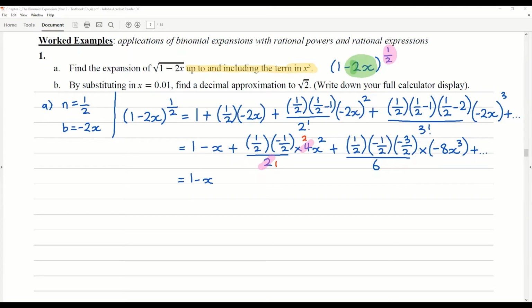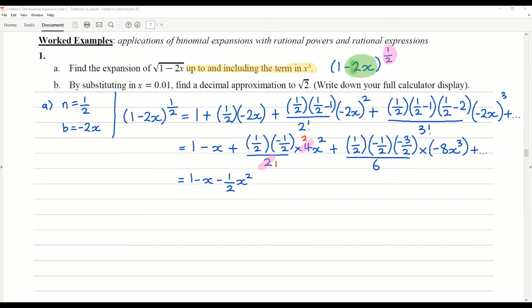The 2 will cancel with the half, so we're going to be left with negative 1/2. Everything else is just going to simplify to 1. So that's good news. So we have negative 1/2 x squared. Notice the pattern. We have 1, and then we have negatives all the way along so far. I'm anticipating another negative now.